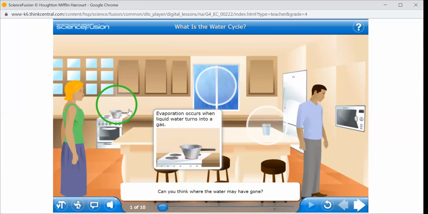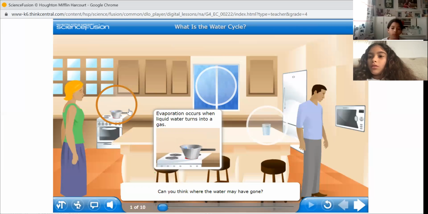Now, what do you think, Layan or Leah? Where did the water go? Can you tell me where the water went? He put a lot of water inside a pot to make rice, and it was boiling. Then when he came back, the water had decreased. So where did the water go? Yes, Leanne. I think it evaporated. Excellent, evaporated.